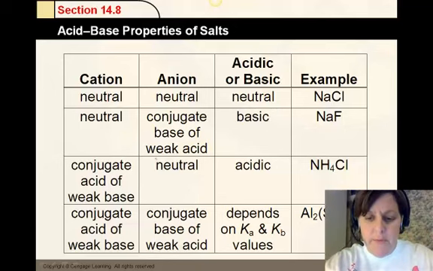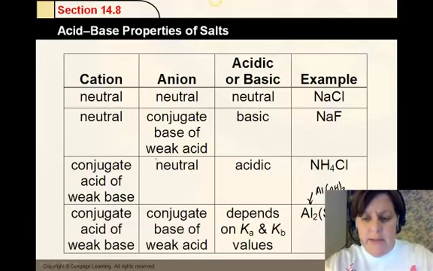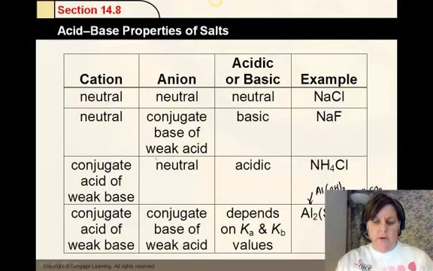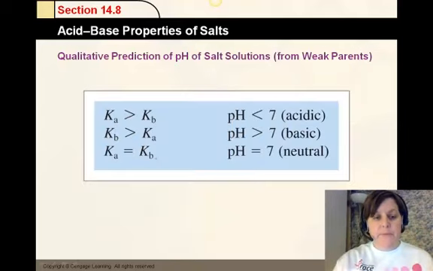Now, the last one, using my method, aluminum sulfate. Aluminum comes from Al(OH)3, and the sulfate comes from H2SO4. So if both of them are weak, then you're going to have to figure out which is more important, the Ka or the Kb value.